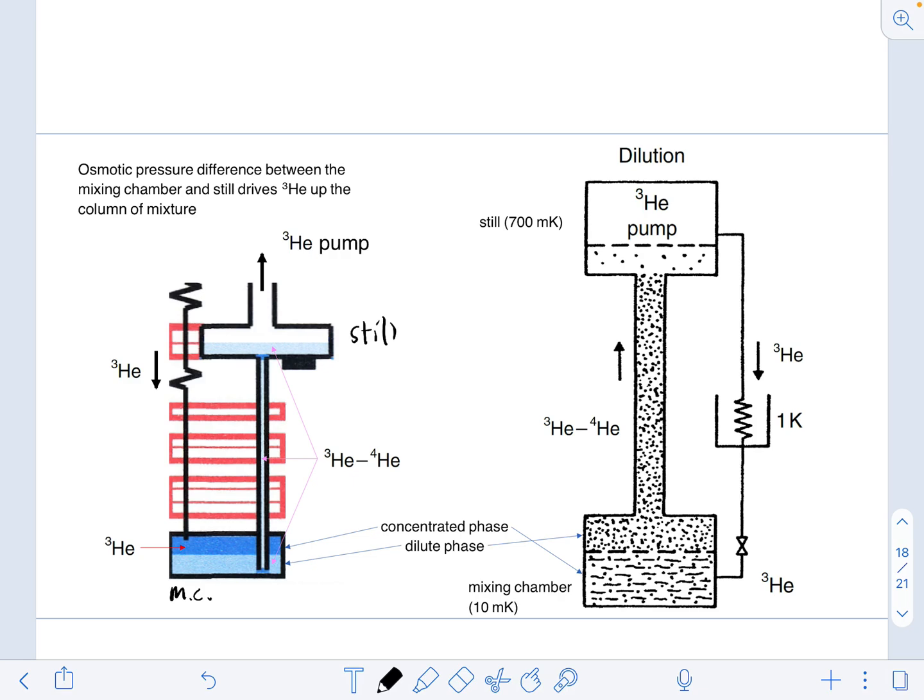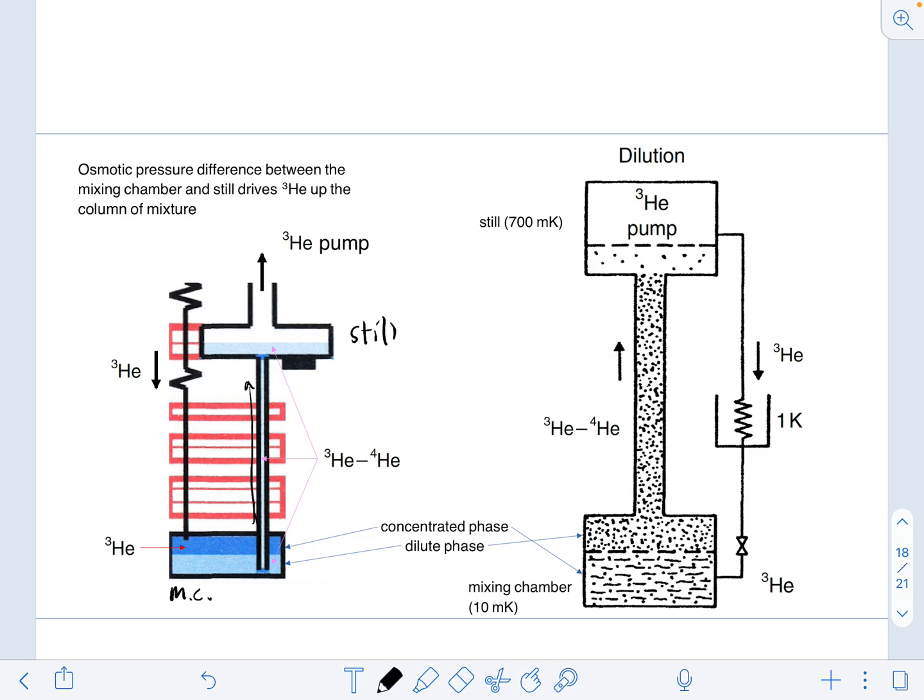The dilute phase is connected to the still by a long tube that passes through the concentrated phase, and its opening is within the dilute phase. And so that dilute phase goes up this tube and then also into the still. And then we pump on the vapor that's above the liquid in the still.